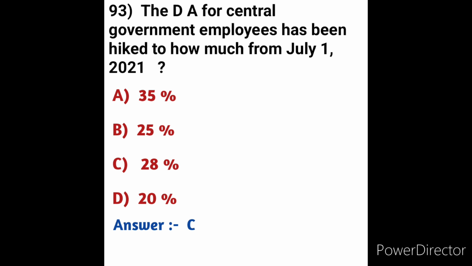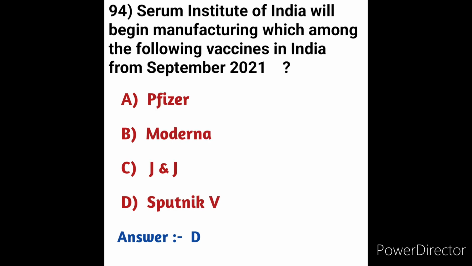Next, move on to question number 94. Serum Institute of India will begin manufacturing which among the following vaccines in India from September 2021? We will see the options. Option A Pfizer, option B Moderna, option C J&J, and option D Sputnik V. Here the Serum Institute in India will begin manufacturing in the year of September 2021.